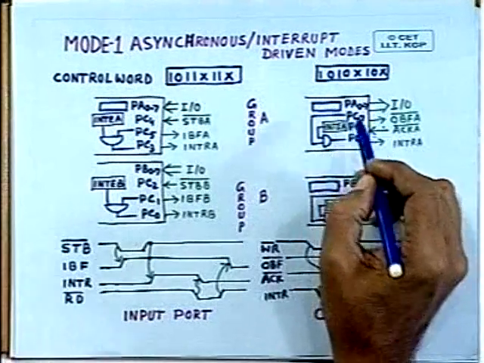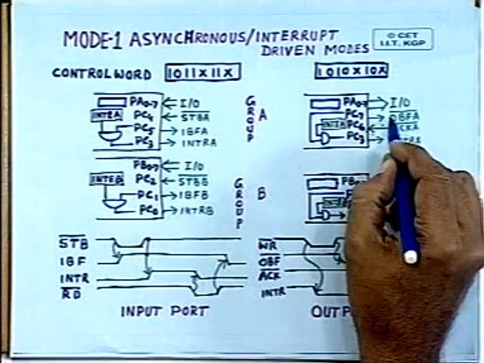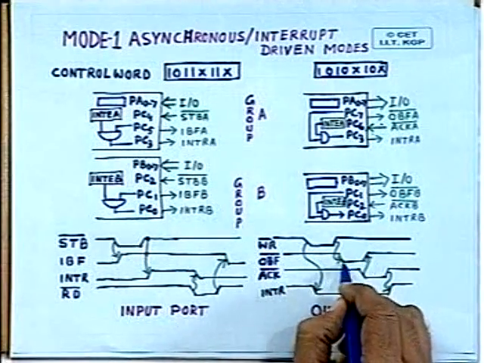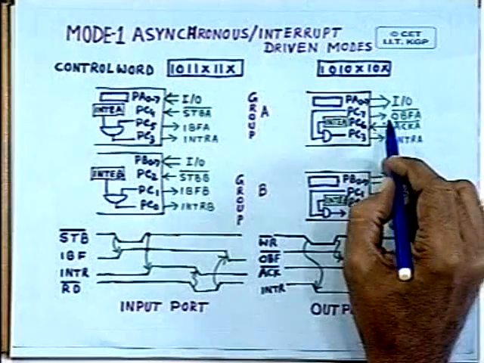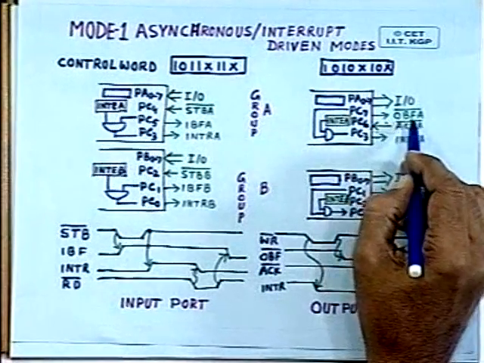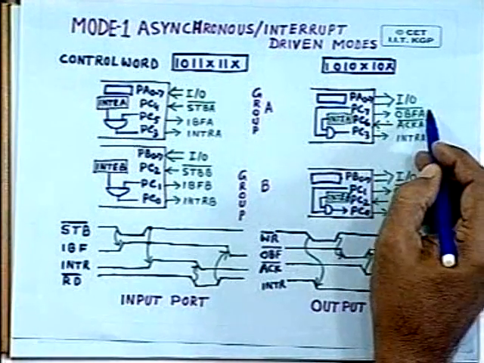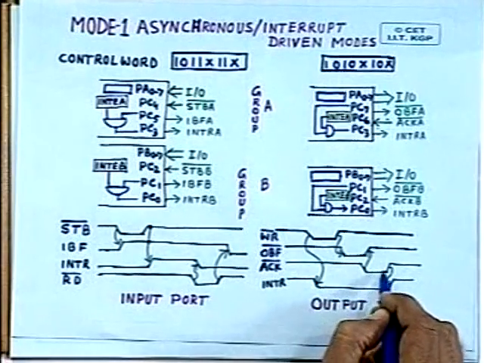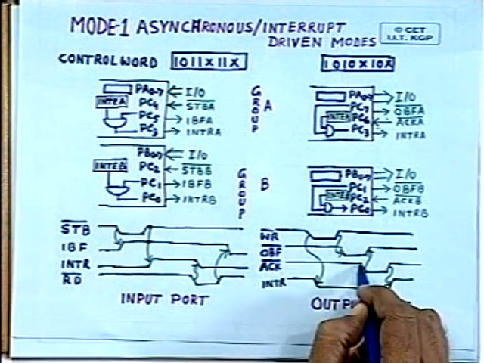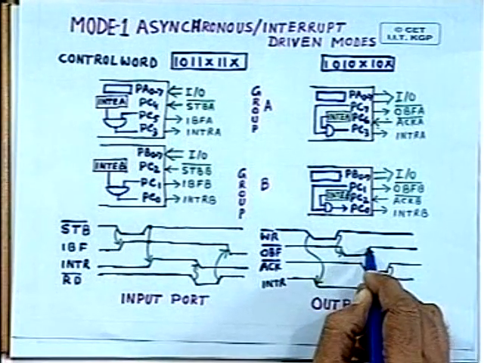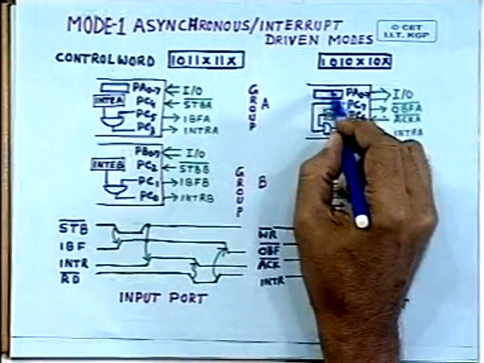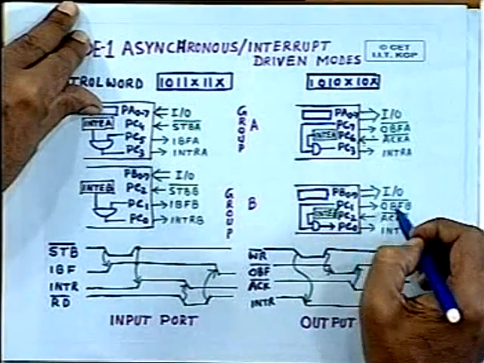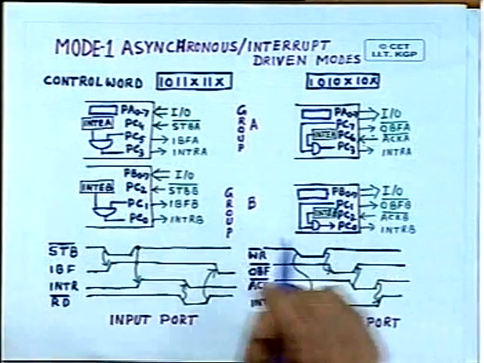And as soon as data is loaded here, that output buffer full A signal will go active. As you can see here, it is a low active signal, so it will go low. So this signal will inform the IO device that data is now available here. That means the output buffer is now full and the IO device has to read it. So the IO device will read the data and send a signal which is known as the acknowledgement signal. And as the acknowledgement signal is sent by the IO device, the output buffer full will go high. That means data has already been read by the IO device, and we can assume that the buffer is now empty. And this is how port A and port B can perform the transfer of data in asynchronous mode.